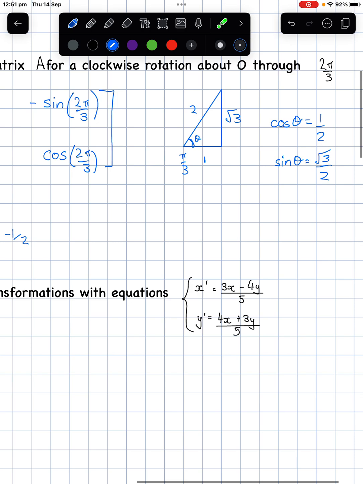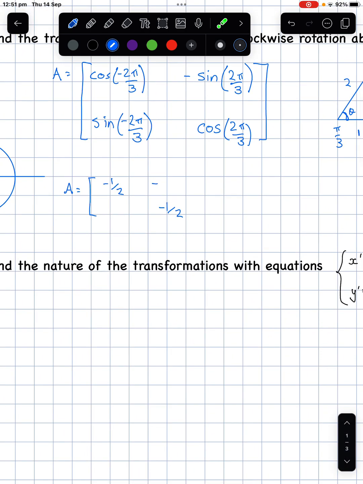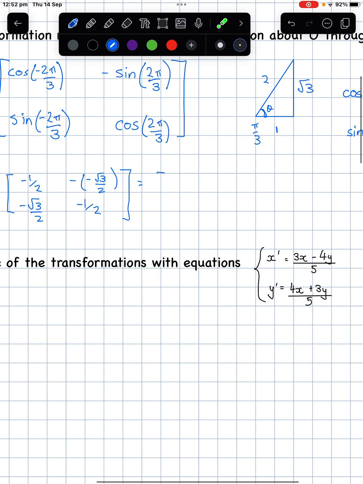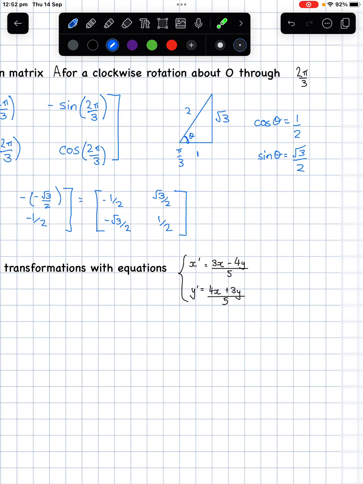And then these other two up here, we're looking at root 3 on 2. So this is negative, and then it's going to be negative root 3 on 2. And then this one here is negative root 3 on 2. And so just to clean up the double negative, this is going to equal -1 on 2, negative root 3 on 2, positive root 3 on 2, and then 1 on 2 here. So that's all done there.